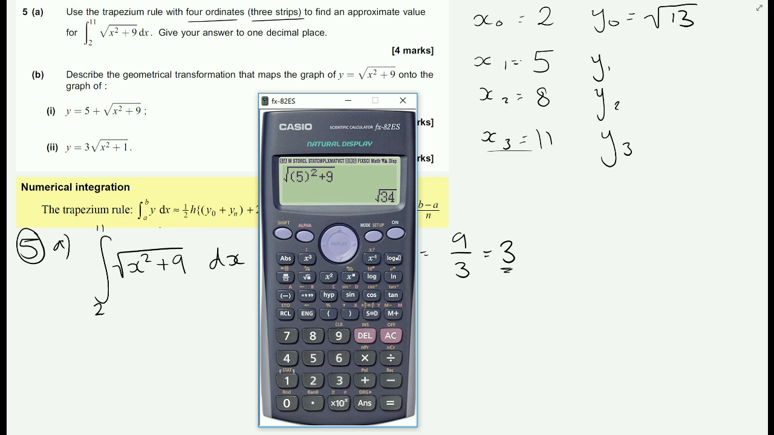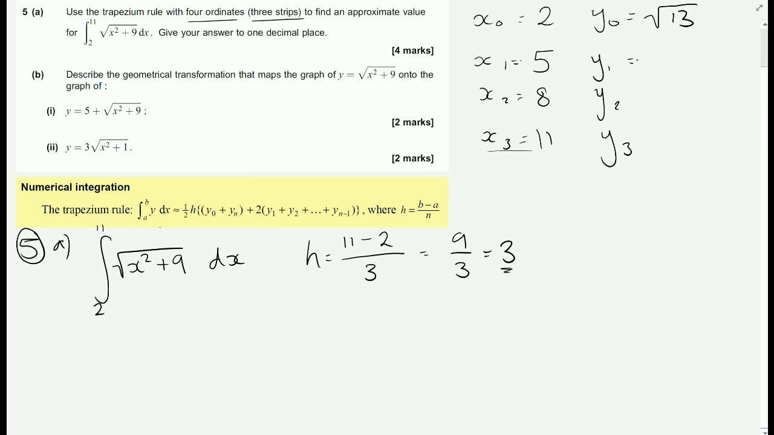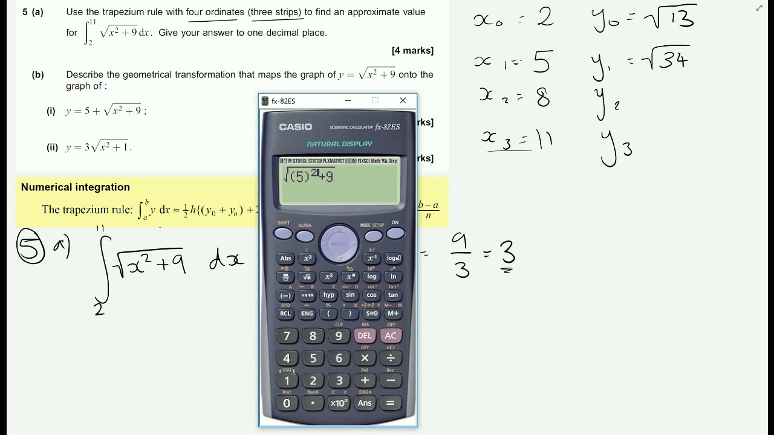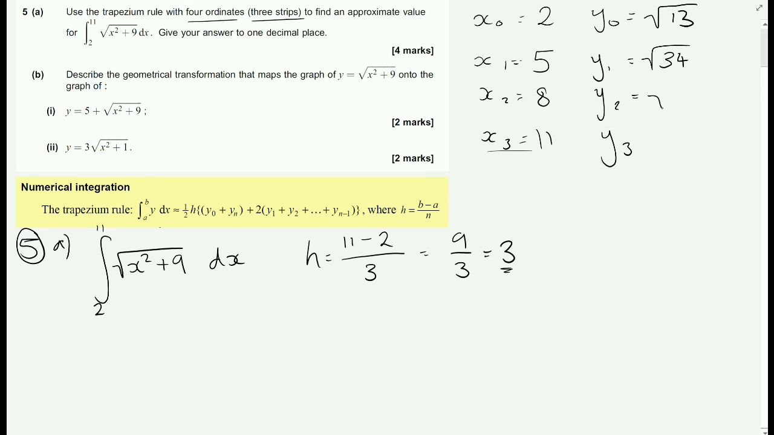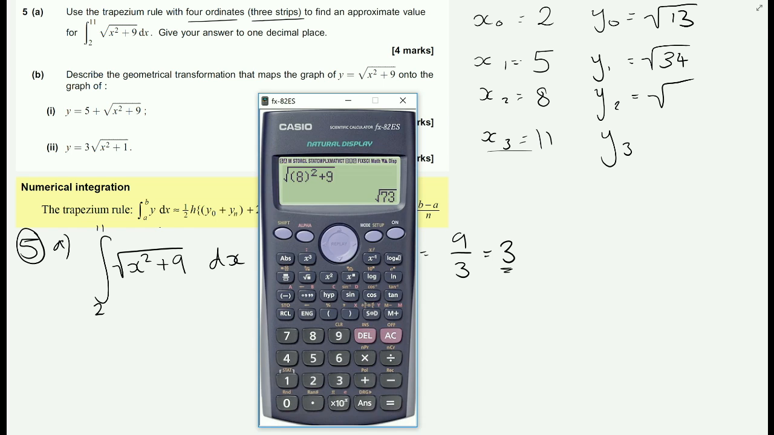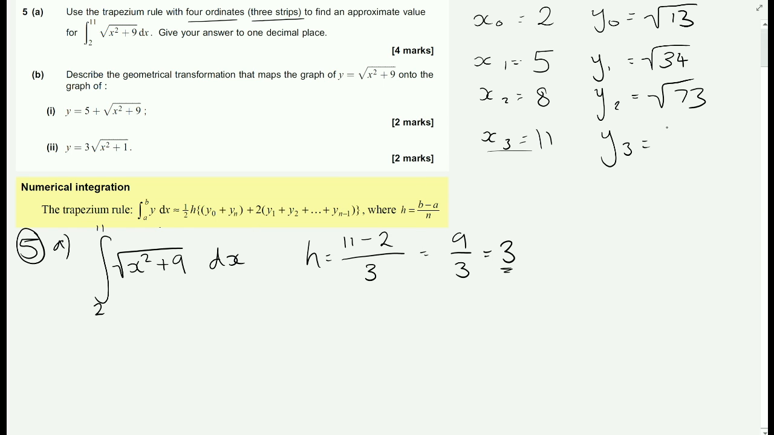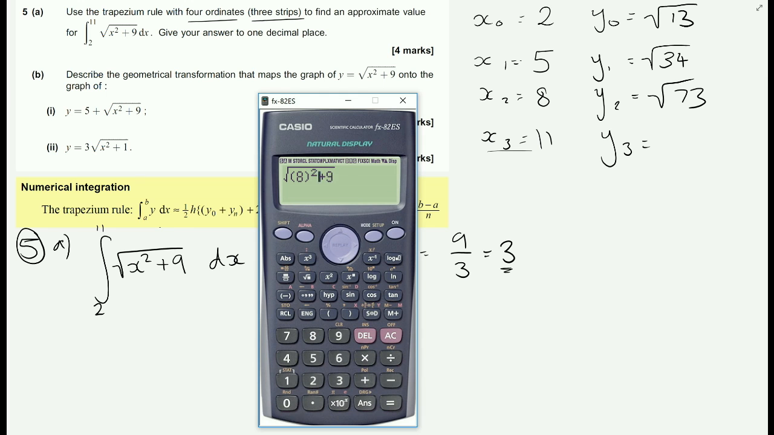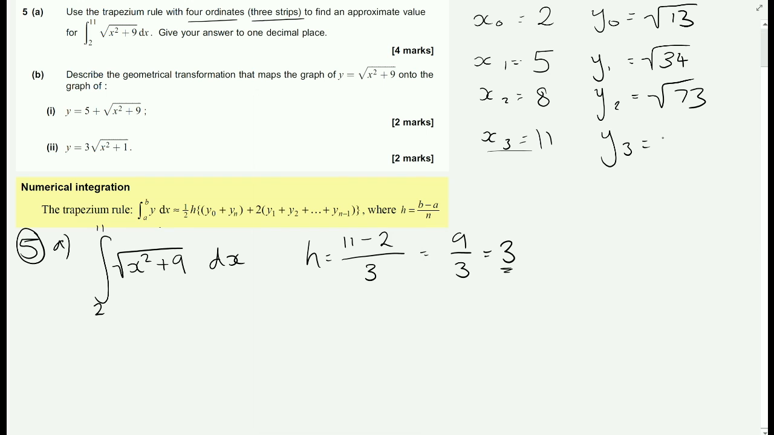This way I'm not making any mistakes: root 34. Leaving it as a surd is a much more exact value than anything else we could think of doing. So we will leave it as a surd as I'm substituting in my different values. That one was, I've forgotten what that one was now, root 73. And then my final one, popping 11 in there, is root 130. Okay, so they're my y values.